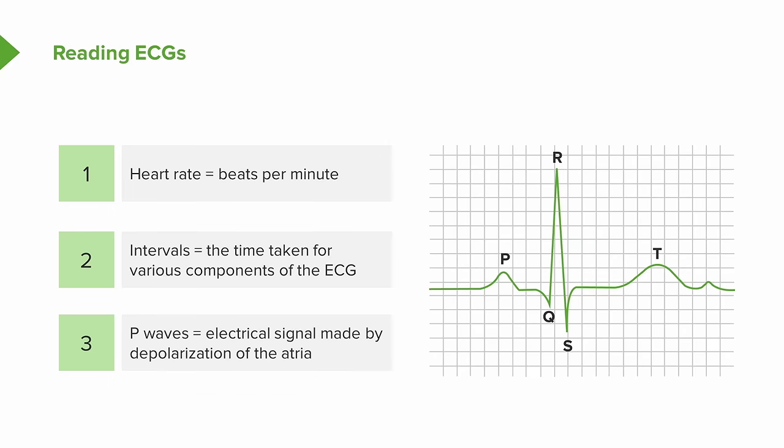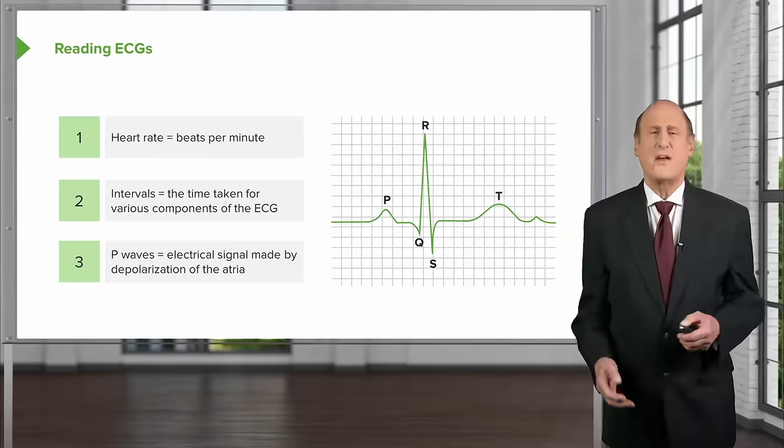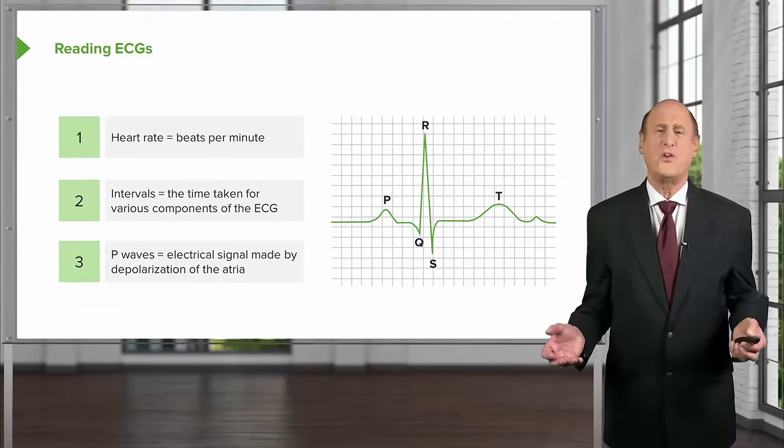So let's start. The first wave in the electrocardiogram is the P wave, and this is the electrical signal made when the atria, that's the upper chambers, depolarize. Now you're going to ask, why P, Q, R, S, and T?